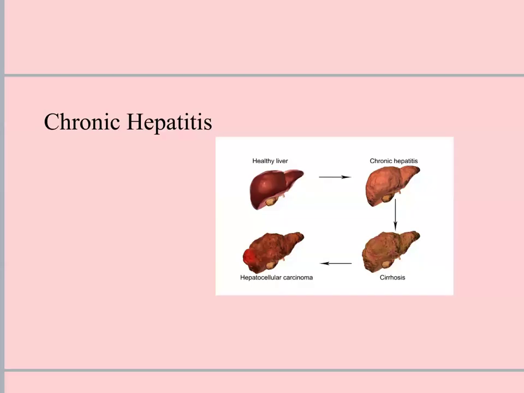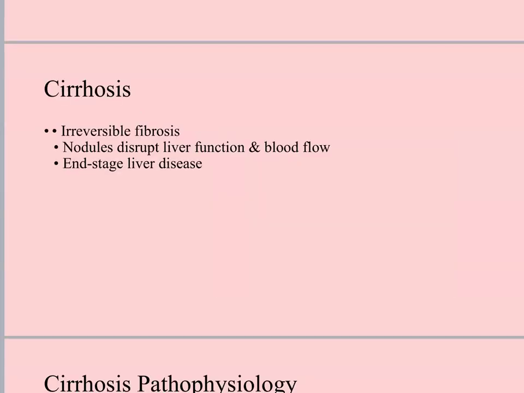So, cirrhosis is that next step, as that little flow chart showed. This is when fibrosis is irreversible. So there's no coming back from this. Nodules develop and they really disrupt liver function and blood flow. And then that progresses to end stage liver disease.